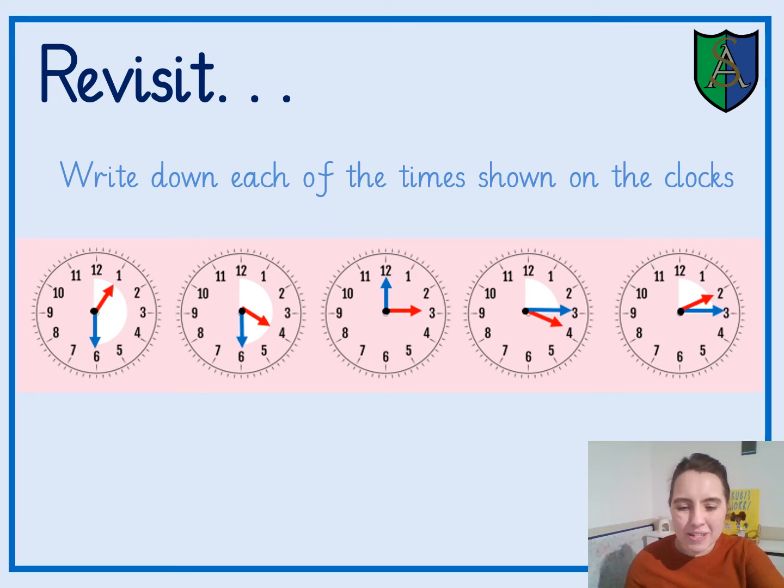Okay, well done everybody. Welcome back. I hope you've had the opportunity to find out the time and read it on each of these clocks. This first one shows 1:30. The second one shows 4:30. The third one shows 3 o'clock. The fourth one shows 4:15. And the fifth one shows 2:15. Well done if you managed to get some of those correct.